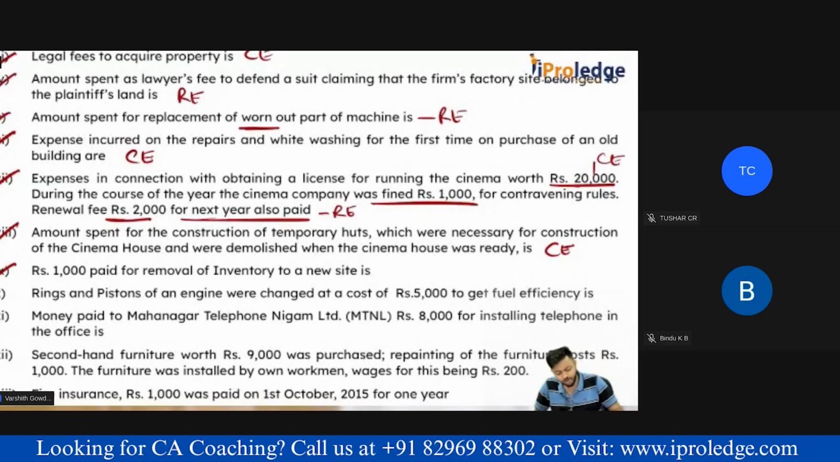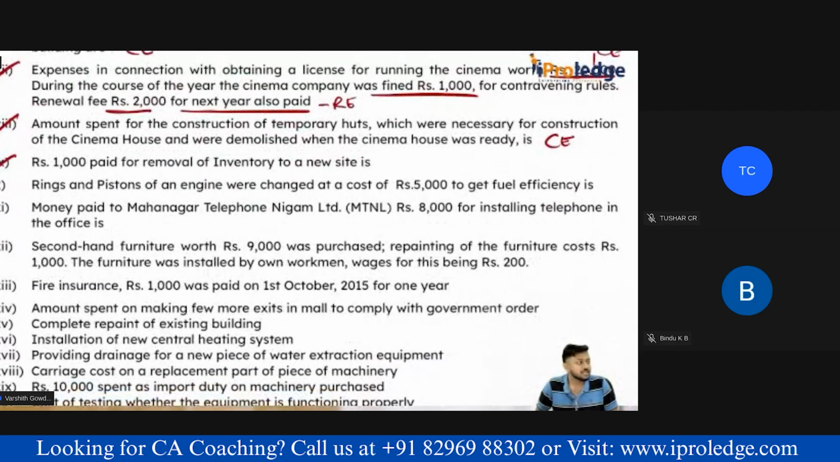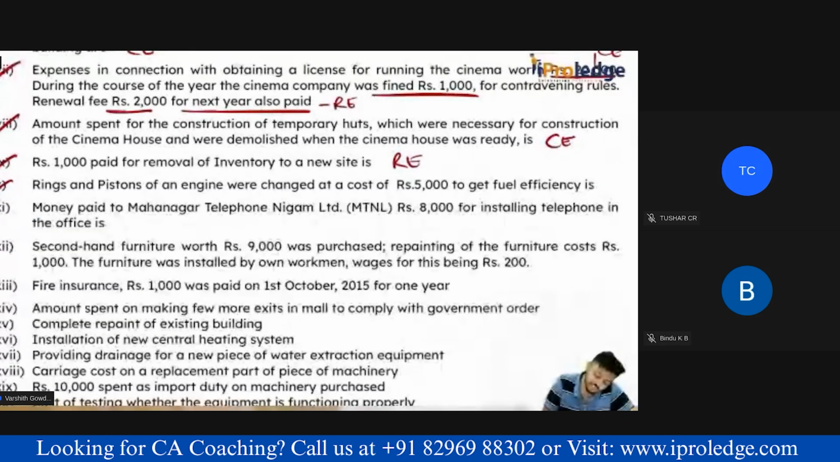1,000 rupees paid for removal of inventory to a new site. It's a revenue expense. Something was there, you have shifted it to another place, and you have paid some money. It is a normal expense. Revenue. Rings and pistons of the engine were replaced at a cost of 5,000 to get fuel efficiency. Since your efficiency is getting better, it's capital.